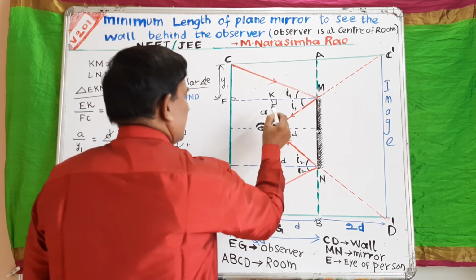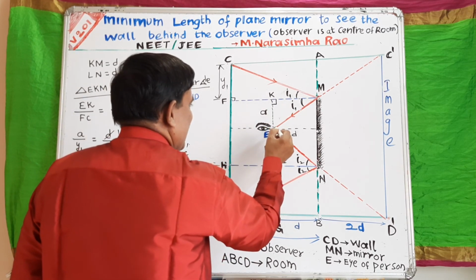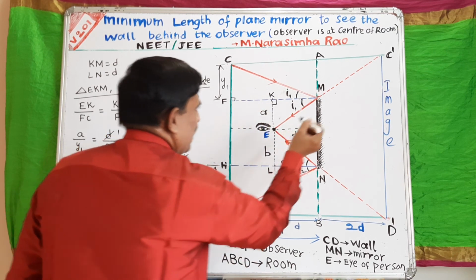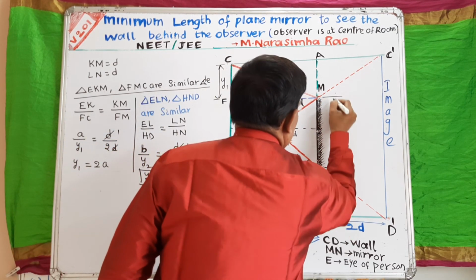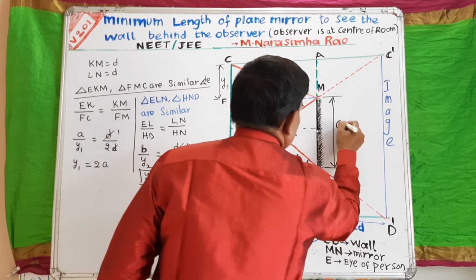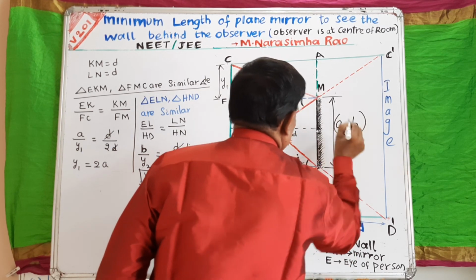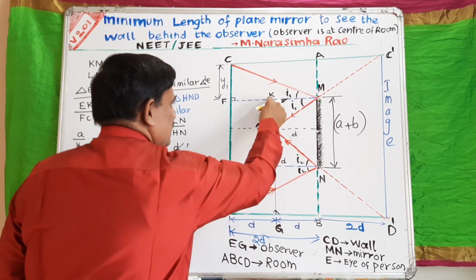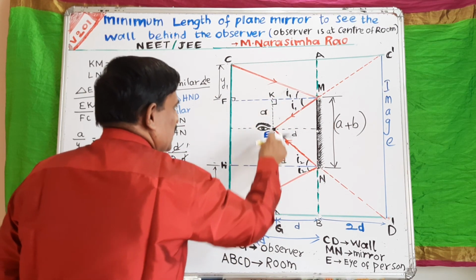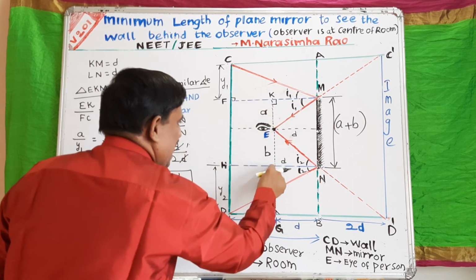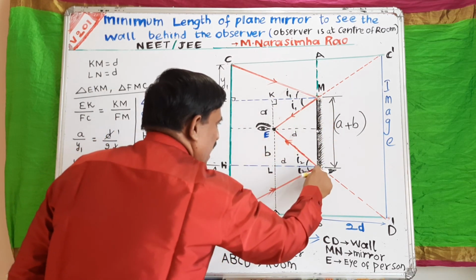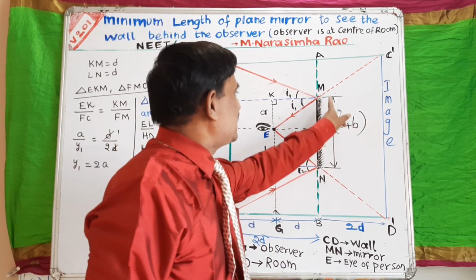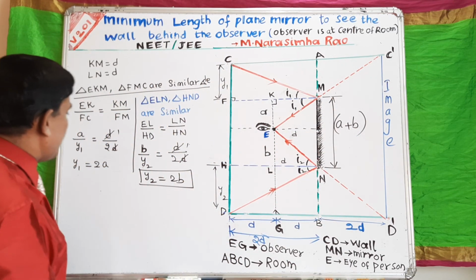Now please listen. This distance is a, this distance is b. This total distance, a plus b, is equal to MN, nothing but the length of the mirror.